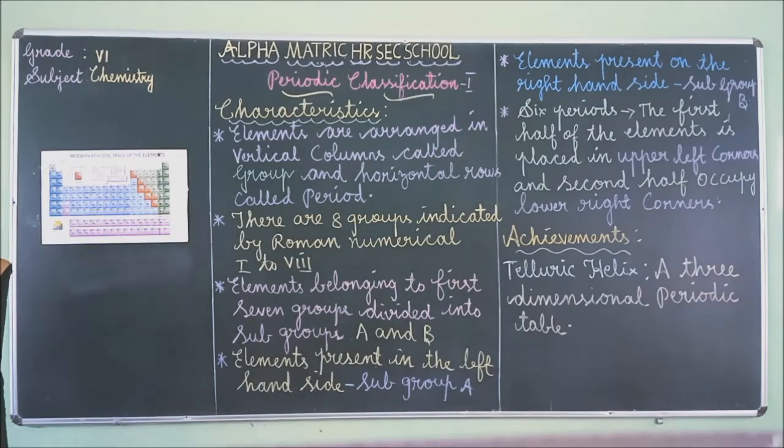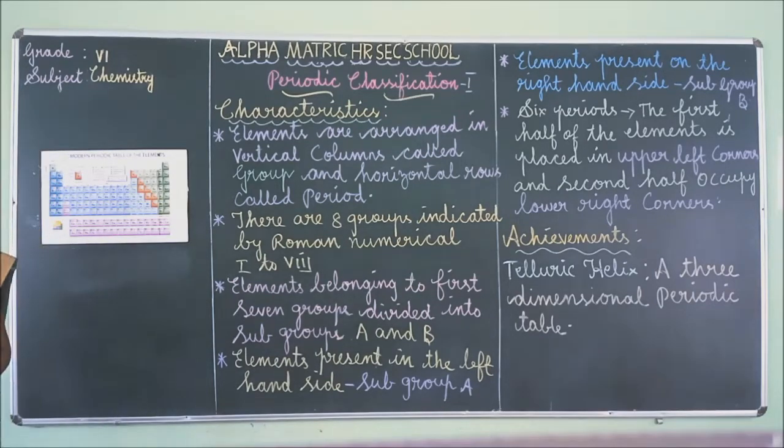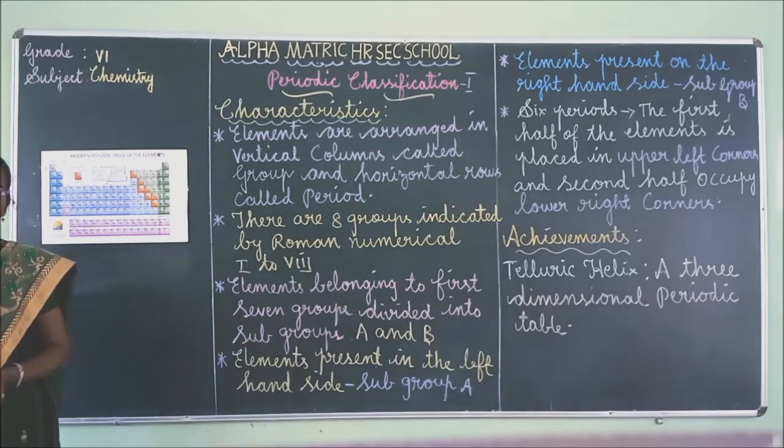Now let us see the features of periods. If you take the first period, the first period is the shortest period. Why? Because only 2 elements are arranged in the first period, right? What are the 2 elements? The first one is hydrogen and the second is helium. In the first period, only 2 elements are present, so it is the shortest period.